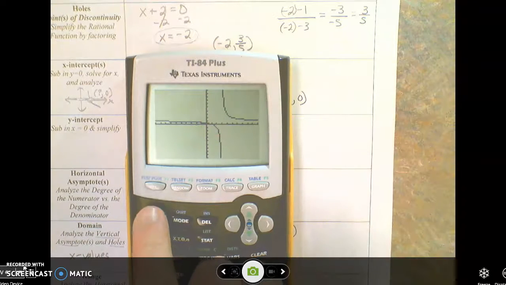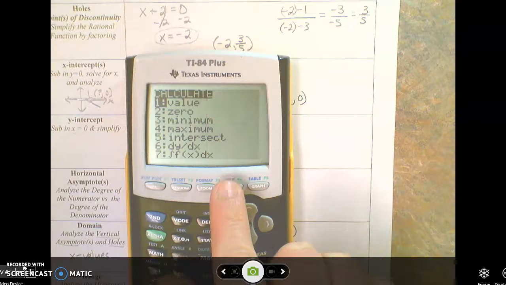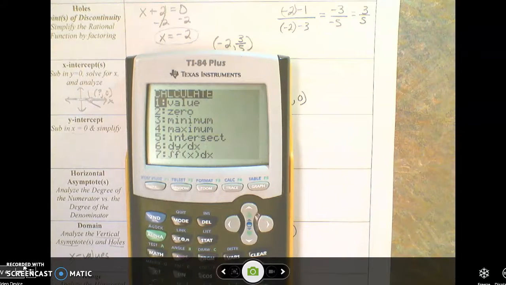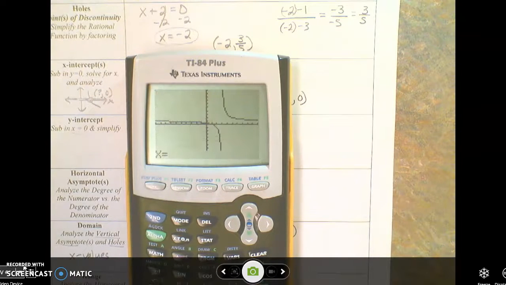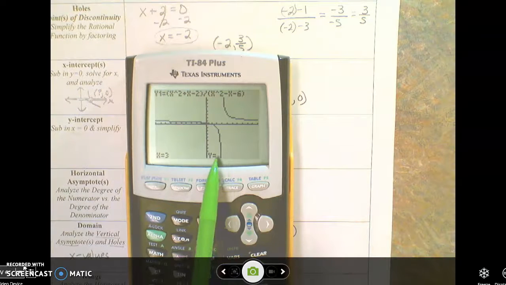So if you hit second trace and hit 1 for value, we are going to type in our excluded value -2 for x. And you will see that it comes up with no value here. And that's because it is an excluded value. You can do the same thing for 3, and it will show you no value because that's where it's excluded.